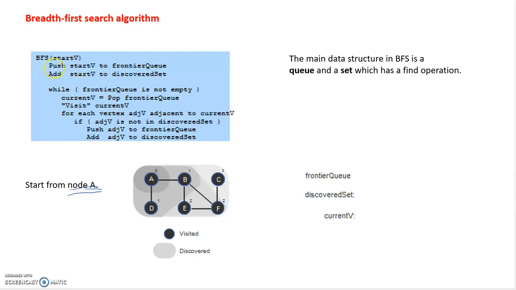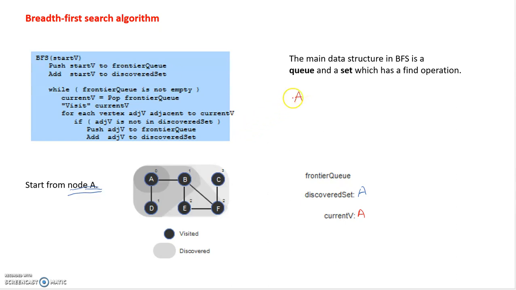The algorithm starts by pushing this starting node A into the frontier queue, and then also placing it into the discovered set. And then it goes through this while loop. As long as the frontier queue is not empty, and it isn't right now, A is in there, you're going to pop the element A from the frontier queue and place it as the current vertex. And then also do a visit. By visit, it could mean anything, some computation, or perhaps just printing the node. In our case, we'll just print it. That's what it means by visiting it, basically.